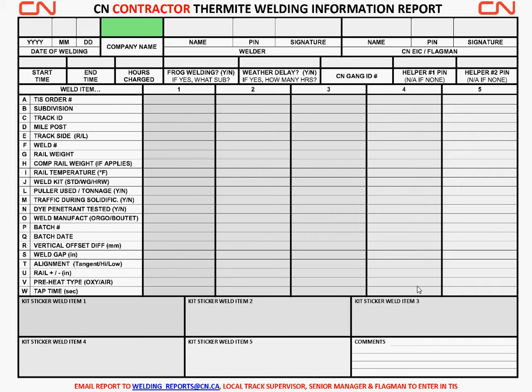The next piece of information is your company name. Please include what company you work for, whether it be Railworks, or H-Tech, or Bankhead, or Holland. Make sure you put the company name.